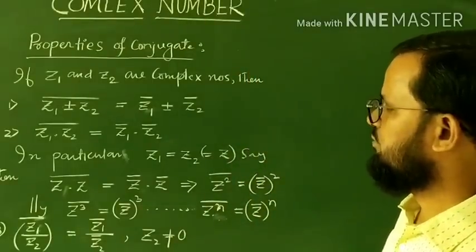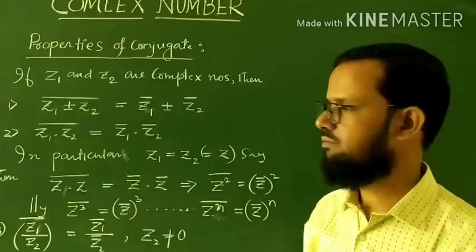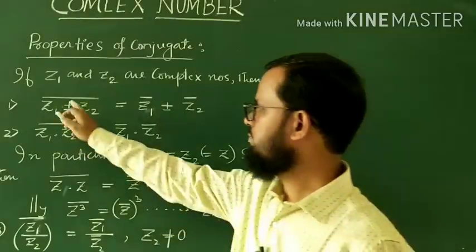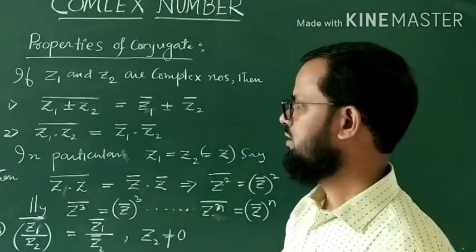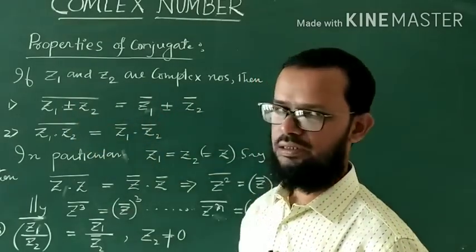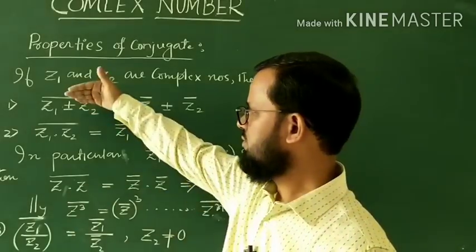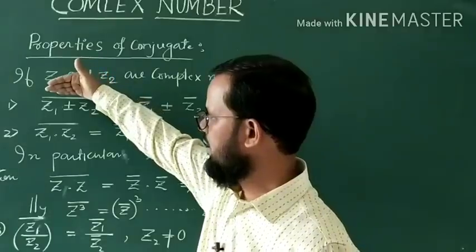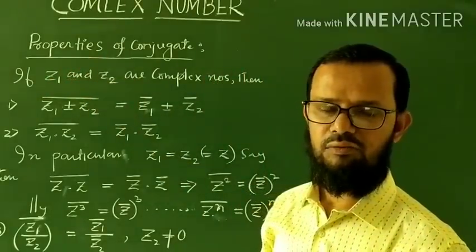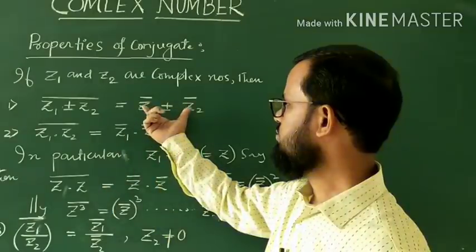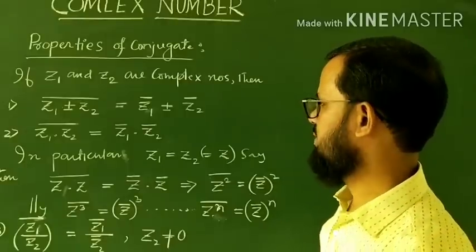Suppose Z1 and Z2 are any two complex numbers, then (Z1 + Z2) bar equals Z1 bar plus Z2 bar, or (Z1 − Z2) bar equals Z1 bar minus Z2 bar. That means if you take the sum of any two complex numbers and then take the conjugate, what happens? The conjugate will be separated. The conjugate gets separated.